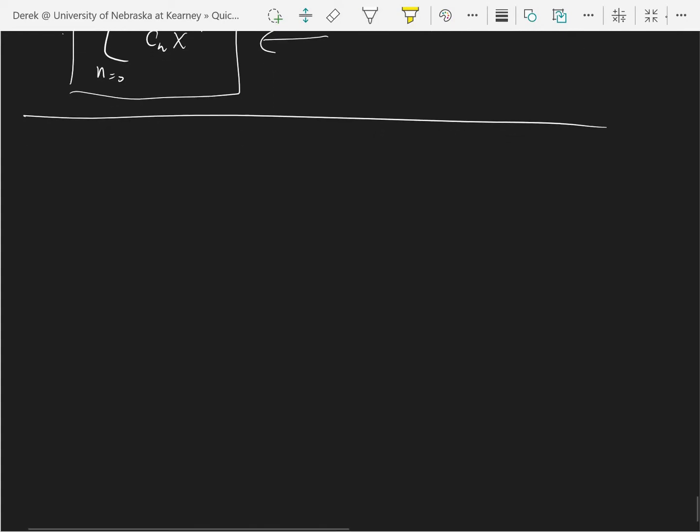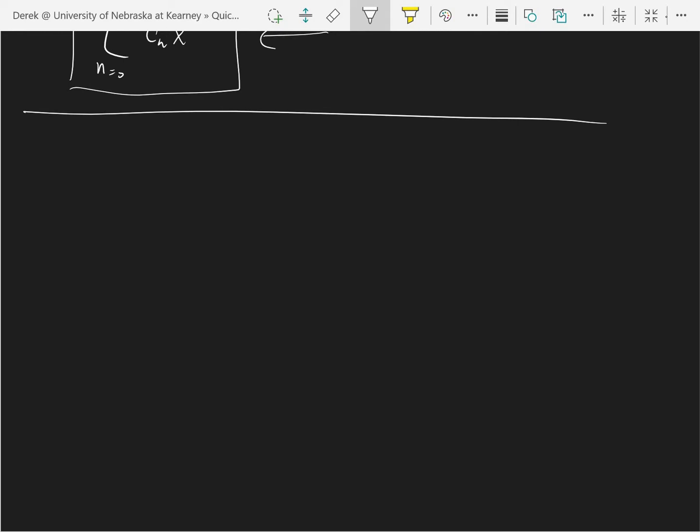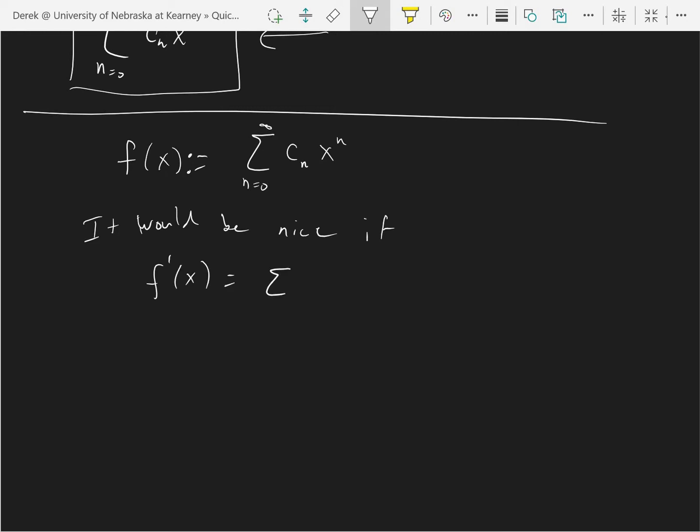Okay, so the first thing I want to do is prove something about differentiation, right? If I have a function f of x defined by this power series, so f of x is defined by c sub n x to the n from n equals 0 to infinity, then it would be really nice if, when we differentiate, f prime at x was equal to, well, if I differentiate a constant term when n equals 0, I get 0. So I'm going to go from n equals 1 to infinity, c sub n times n times x to the n minus 1.